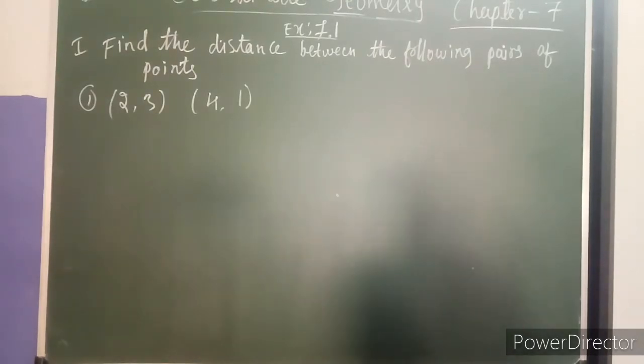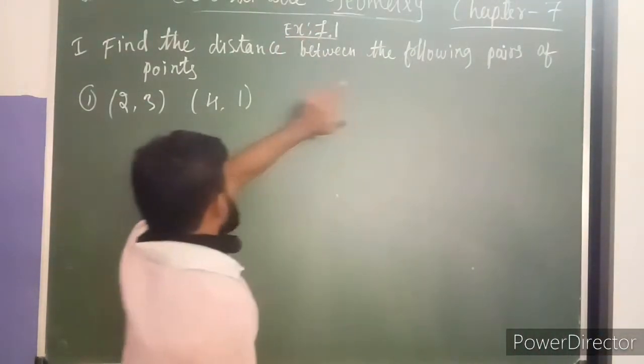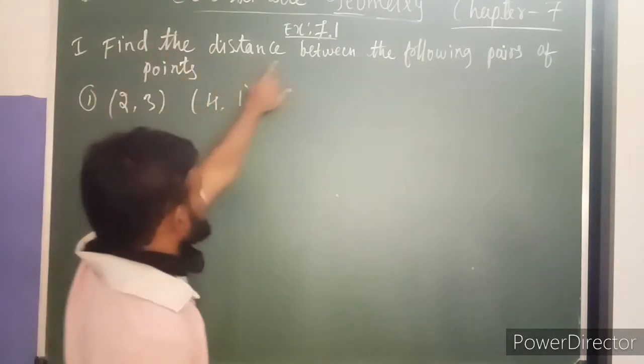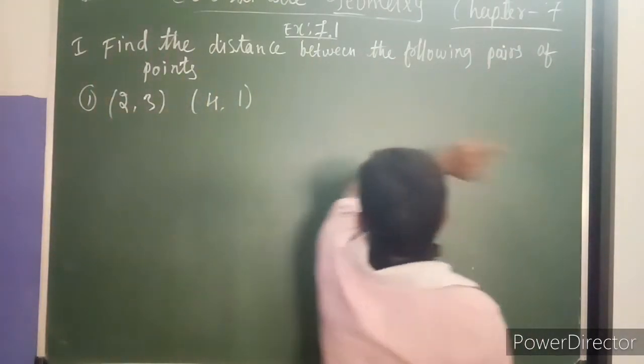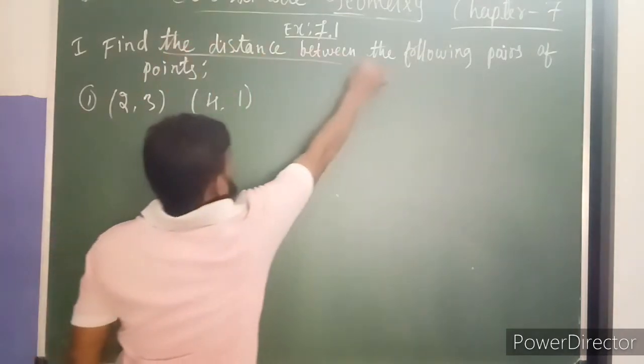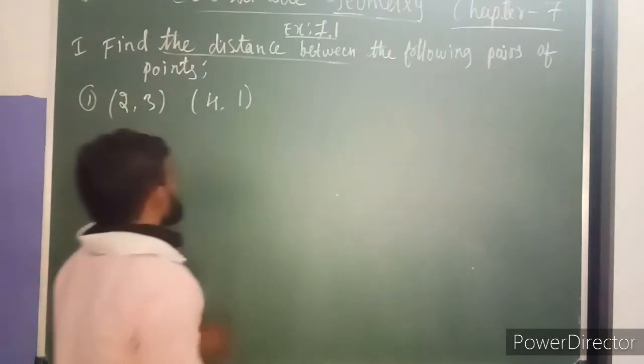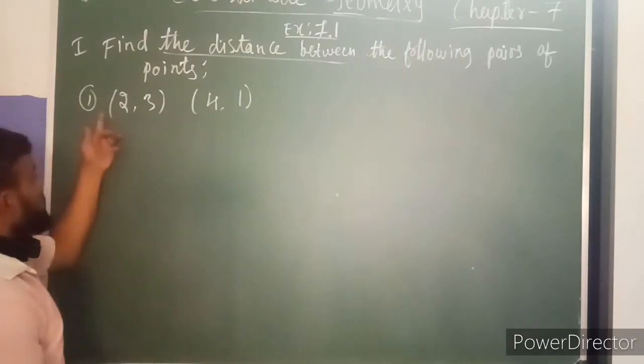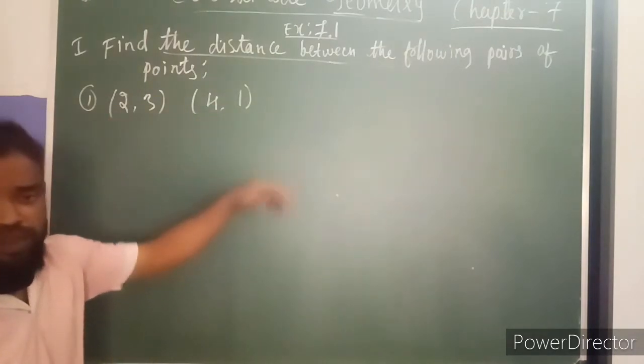The first one, from Exercise 7.1, I am going to explain. Find the distance between the following pair of points. What we have to find? The distance between the points. So the first question is (2, 3) and (4, 1).